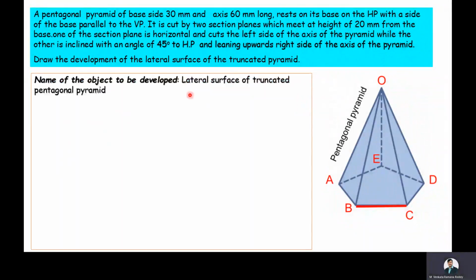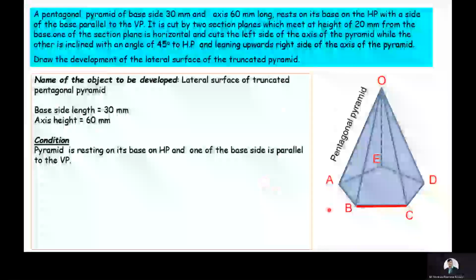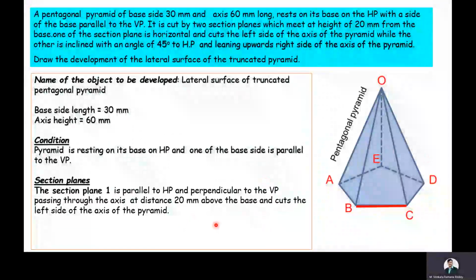The name of the object to be developed is lateral surface of the truncated pentagonal pyramid. The base side length of the pentagonal pyramid is 30 mm, axis height is 60 mm, and this pentagonal pyramid is resting on its base on HP such that one of the base sides, say BC, is parallel to VP. This pyramid is cut by two section planes.